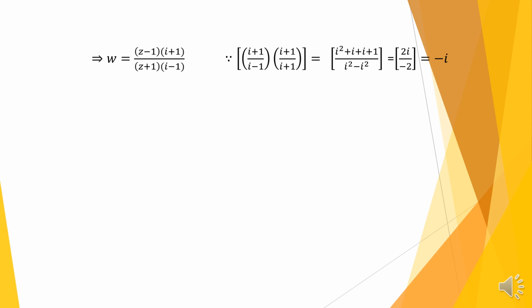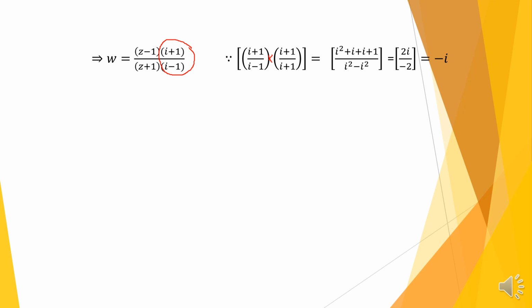So here separately we have to find the value for I plus 1 divided by I minus 1. So we have to use its conjugate. So multiplying and dividing by its conjugate. So the conjugate of I minus 1 is I plus 1, divided by I plus 1. So now simplify. So multiplying the numerator we get I into I square plus 1 into I again plus 1 into I plus 1 into 1.